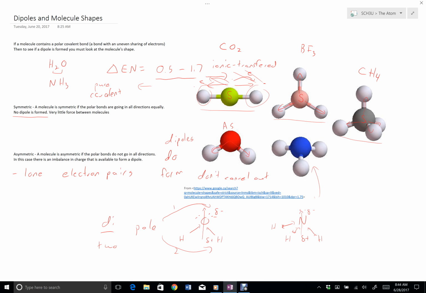But in the end, what we're trying to get out of this video is that to get a dipole, we have to have a polar covalent bond from 0.5 to 1.7 and an asymmetric shape so that those dipoles don't cancel out due to symmetry.